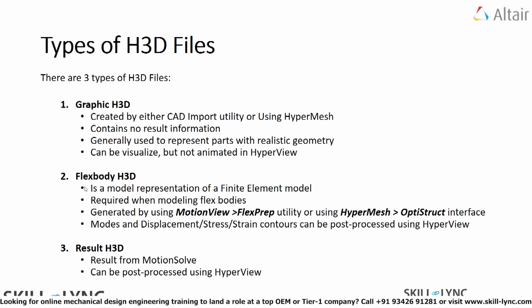Moving on to the next type, which is the flex body H3D file. This is basically the modal representation of a finite element model, and it comes into the picture when you are building a model using flexible bodies. It is generated by using the MotionView FlexPrep utility or by using the HyperMesh OptiStruct interface. The modes and the displacement, stress and strain contours can be post-processed using HyperView. Now coming to the last type, which is the result H3D file. This stores the results from MotionSolve and can be post-processed using HyperView.